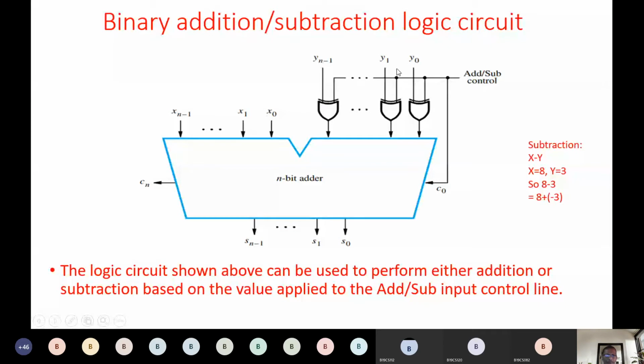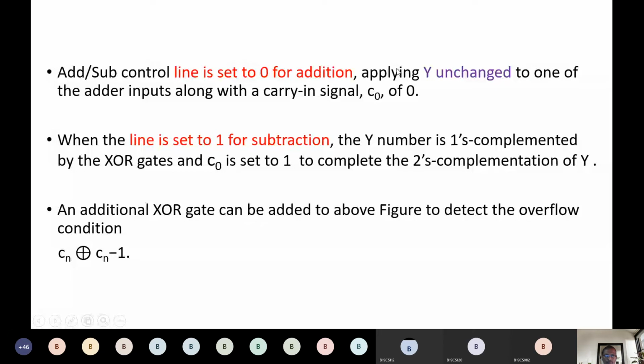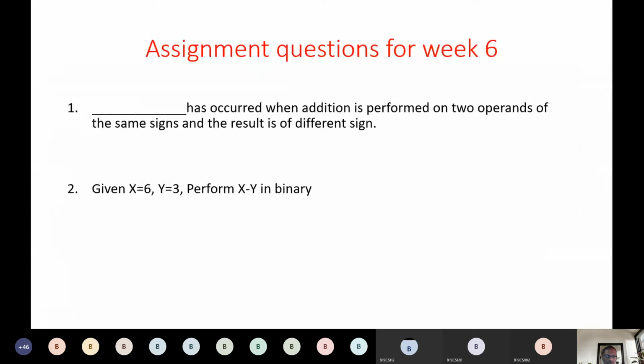So yeah, that's it. And these are all the questions I already gave to you, the assignment questions for week 6. Okay. Next we will look at the multiplication part. We are done with the addition and subtraction.